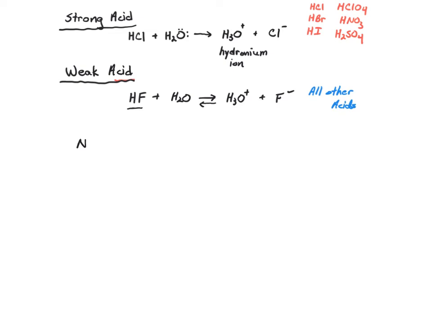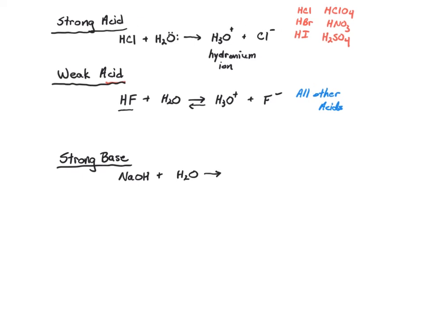Now we can also have strong bases and weak bases. Okay, a strong base is a lot like a strong acid in the sense that it completely ionizes. So a strong base would be sodium hydroxide. Well, if I add sodium hydroxide to water, what's going to happen is we are going to get ionization. So we're going to produce hydroxide ions in solution, plus the counter ion. Okay, so every single formula unit of sodium hydroxide gets converted to hydroxide.